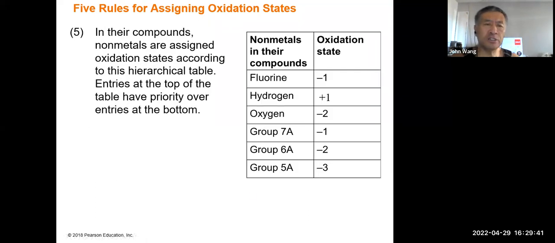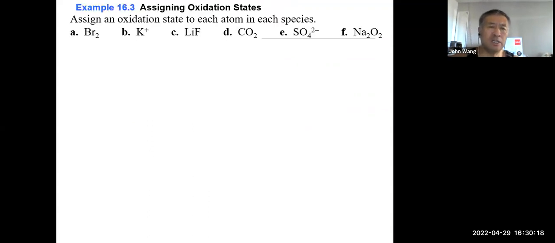So then we also need this last rule, which has the lowest priority. In their compounds, non-metals are assigned oxidation states according to the hierarchical table on the right. The entries at the top of the table have priority over the entries at the bottom. So if you have to use this rule 5, then the highest priority will be fluorine. Fluorine has -1, then hydrogen +1, and so on. So now let's practice these 5 rules, then we will see some of those definitions.